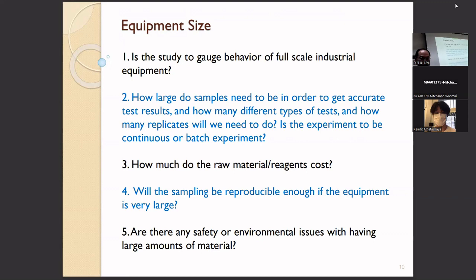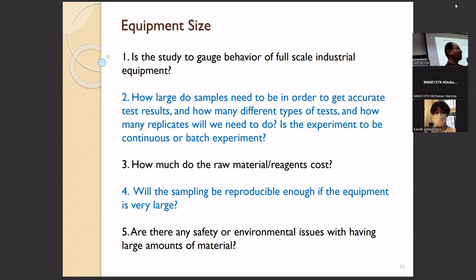This is how we consider the equipment size. You have to check whether your sensor is laboratory scale or industrial scale. This is also about cost. Industrial scale may be high cost compared to smaller scale. How large a sample you need has to be decided for your experiment. How many replicates do we have to do, and how many experiments in total?